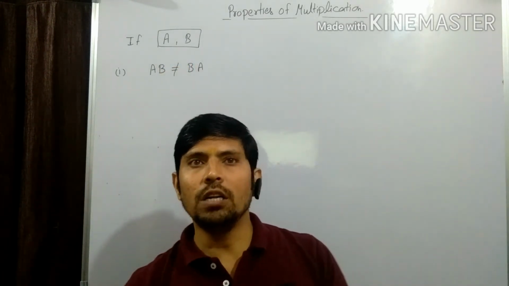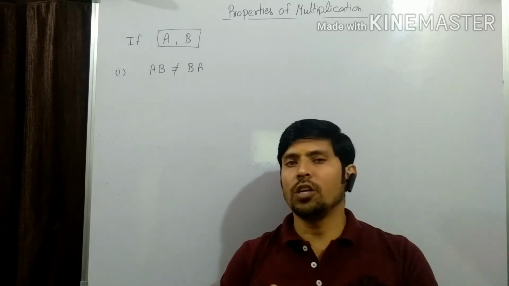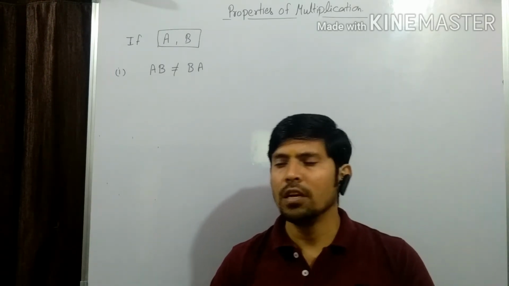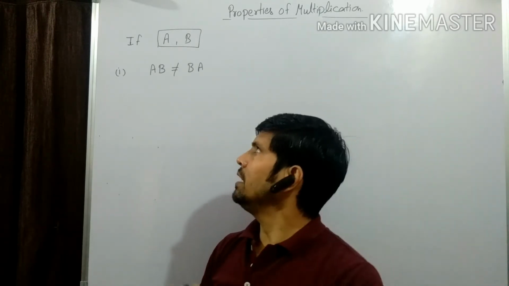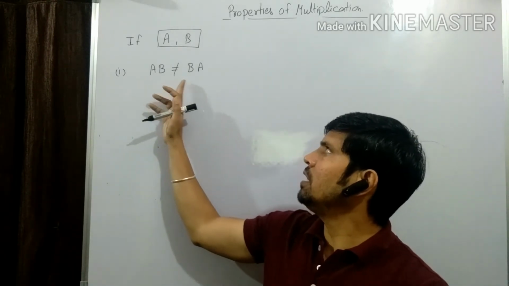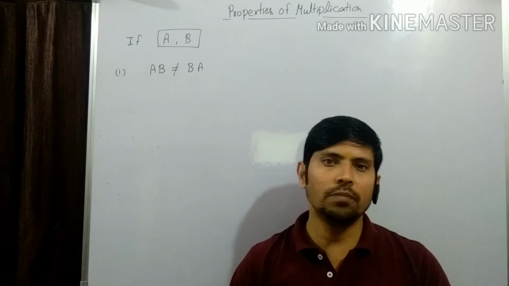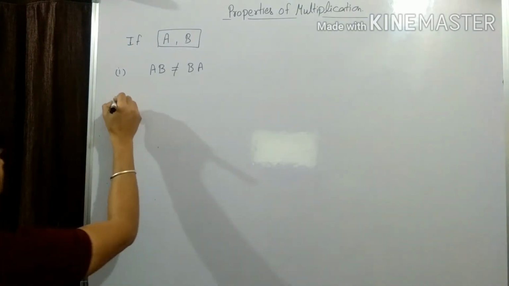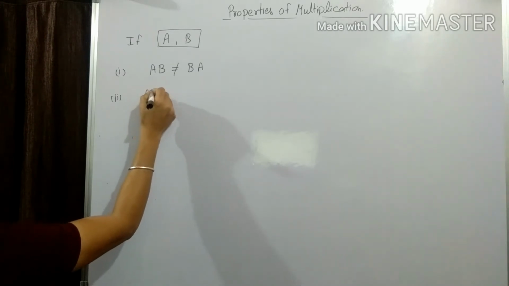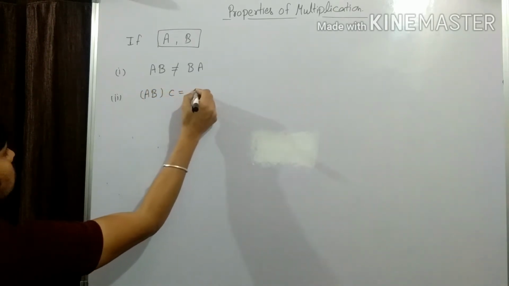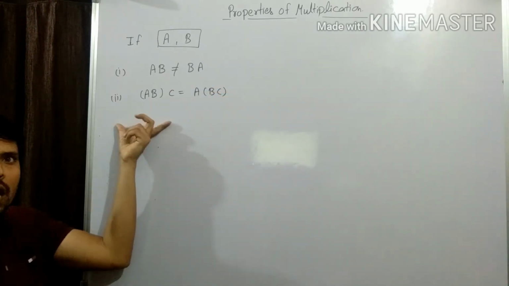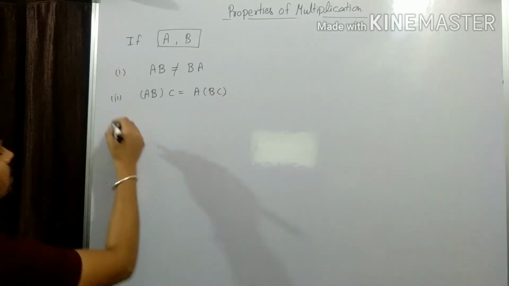That is, the multiplication is not commutative in general, not in all cases. In some cases it may be true, but in general we say AB and BA are not equal. It means it is not commutative in general, but it is associative. Associative means AB into C equals A into BC. It is associative. It is also distributive.